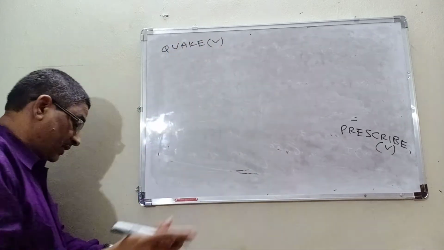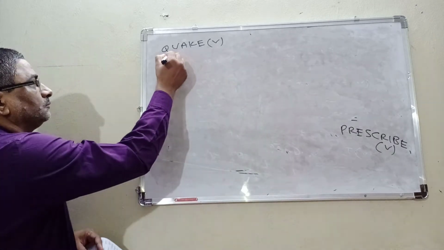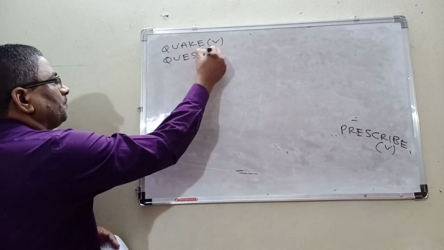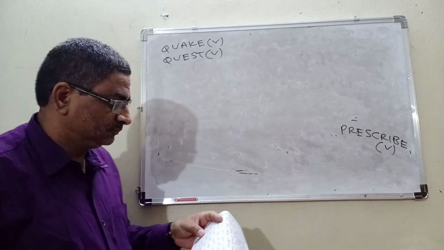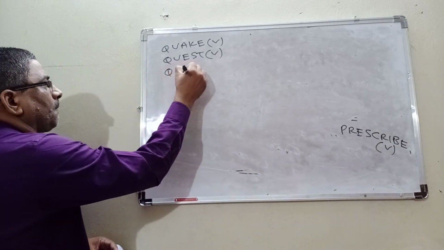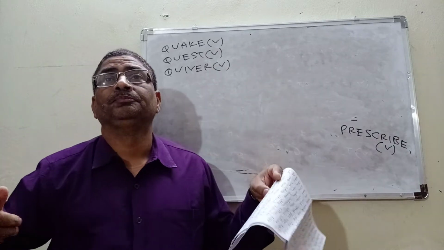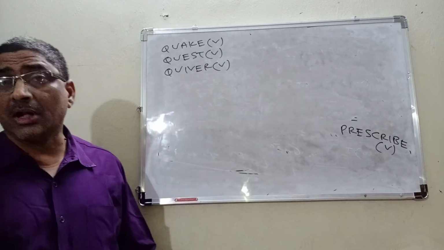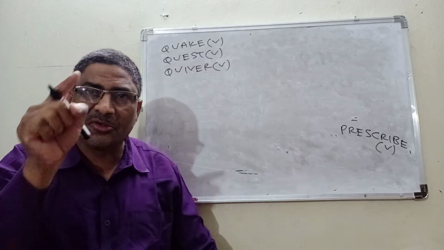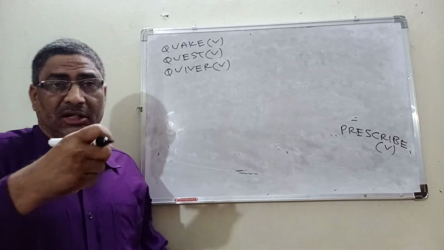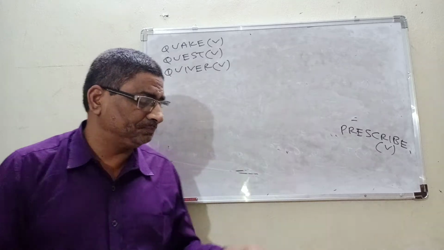Quake. We use the word called earthquake. Quake meaning is shake. Quest, to search thoroughly, that's called quest. Quiver, to become afraid of, quiver. But quiver can also be used as a noun. Quiver means a case for arrows. A place for keeping arrows is called quiver. Very important word. What is the meaning of quiver? To become afraid of is called quiver.